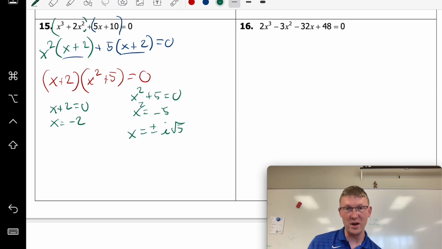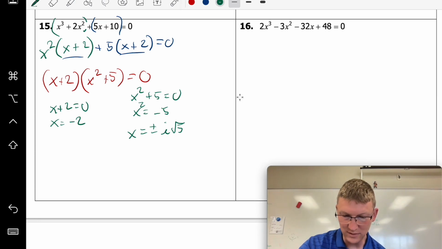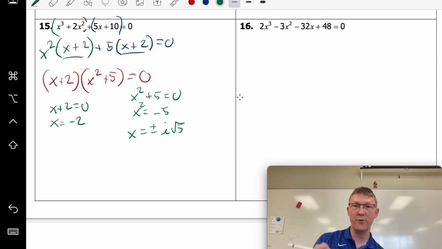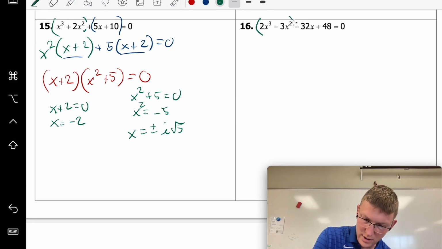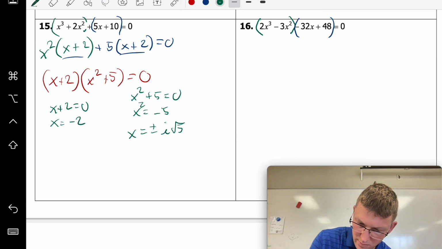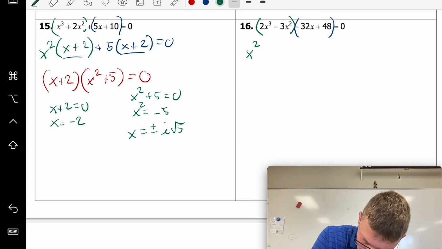Just because it's fun, I'll do number 16 as well, and then we'll give the answers for the rest of them. So again, it's 4 terms, we're going to use grouping. So we're going to group these two together, we're going to group these two together. So we'll start with our first one. We can pull an x squared out, x squared times 2x minus 3.